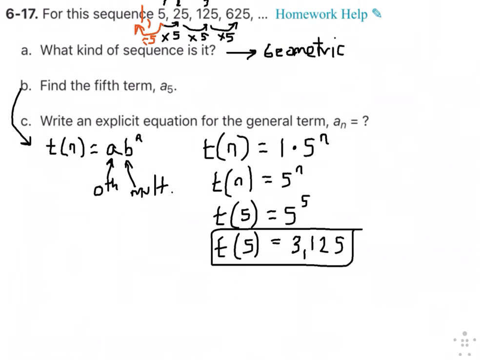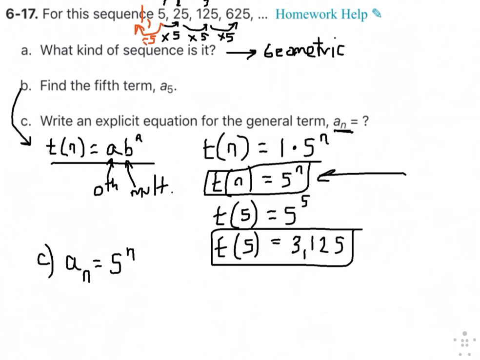And then it says write an explicit equation for the general term a of n. They want to use a of n instead of T of n. We already have the equation here, so for C we could write a sub n equals, and this is the simplified form right here, 5 to the n. In class, most of the time, we use T of n notation, so I would actually ask for it in this form, but they wanted it in a general term a of n, so it would be written as that.